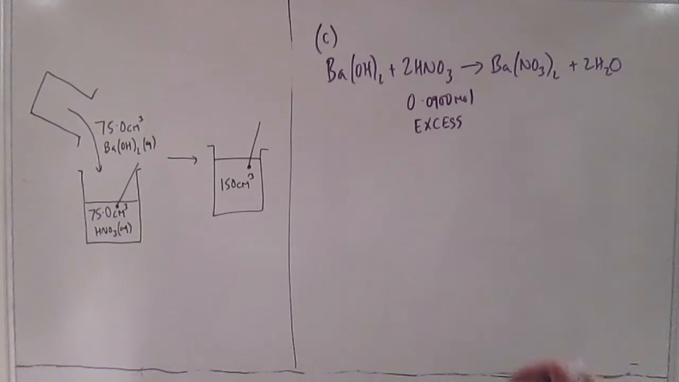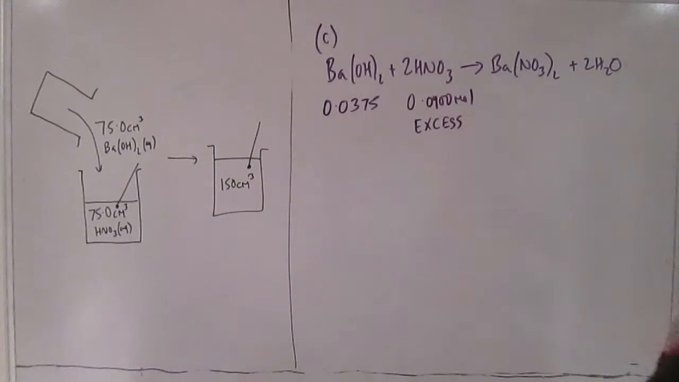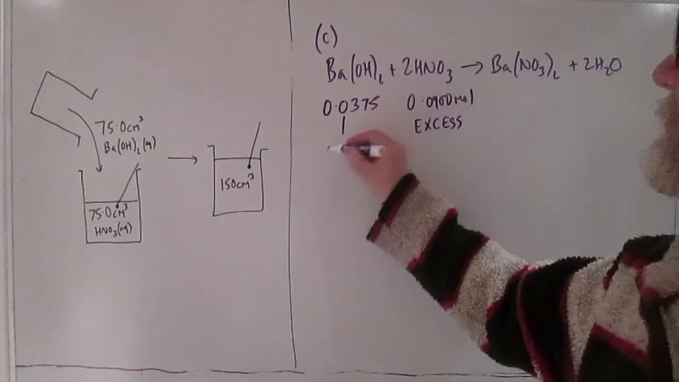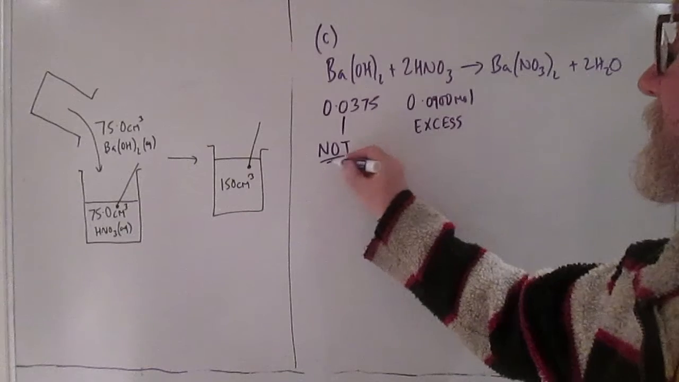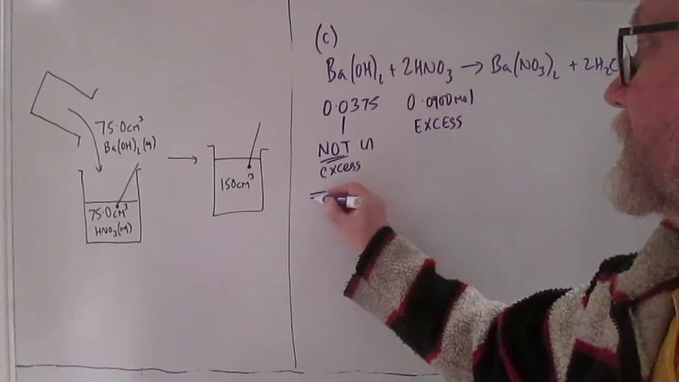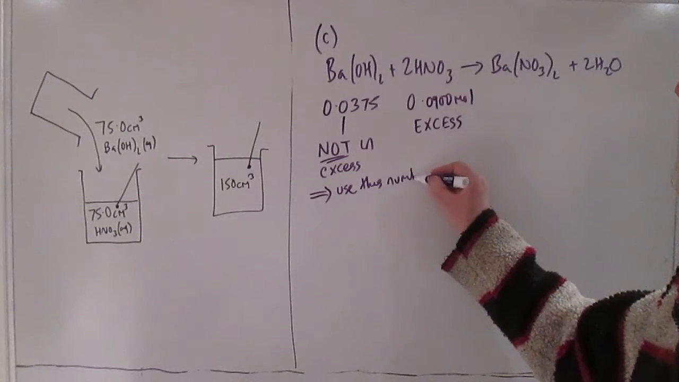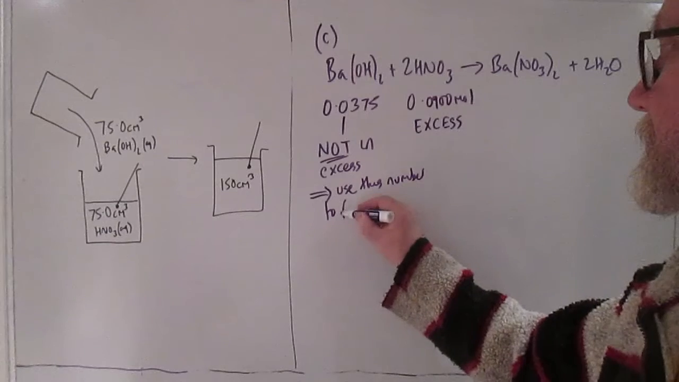So the golden rule is that you use the moles of the one that isn't in excess. Okay, so that's not in excess. And the golden rule is that you use this number to find moles of product.